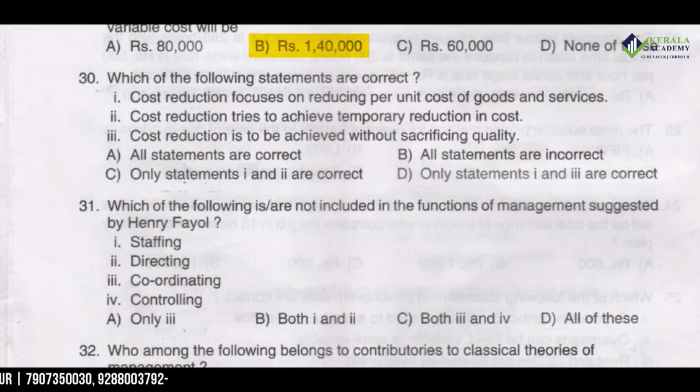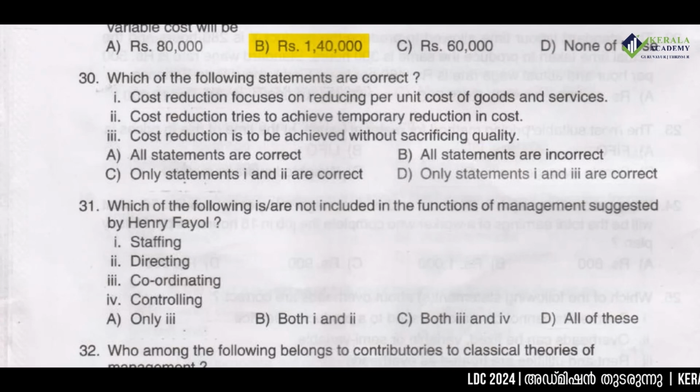Which of the following statements are correct? 1. Cost reduction focuses on reducing per unit cost of goods and services. 2. Cost reduction tries to achieve temporary reduction in cost. 3. Cost reduction is to be achieved without sacrificing quality.